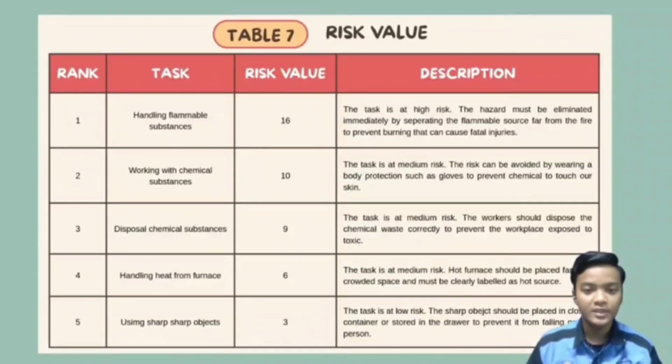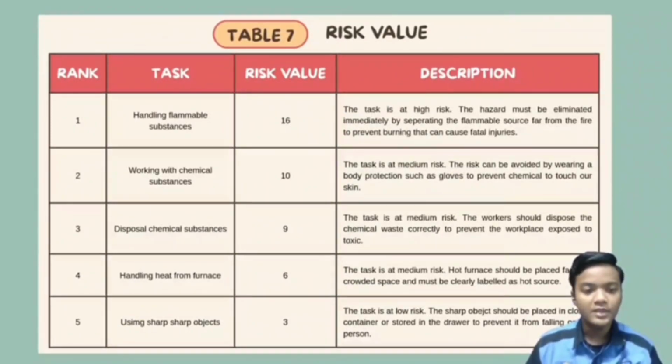The second one is working with chemical substance. The risk value is 10. The task is at medium risk. The risk can be avoided by wearing body protection such as gloves to prevent chemicals from touching our skin. The third one is disposal of chemical substance. The risk value is 9. The task is at medium risk. The workers should dispose of the chemical waste correctly to prevent the workplace from being exposed to the toxic.